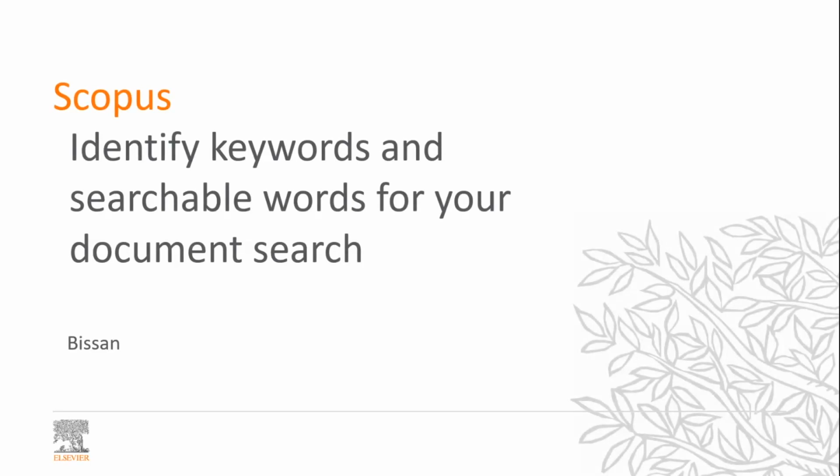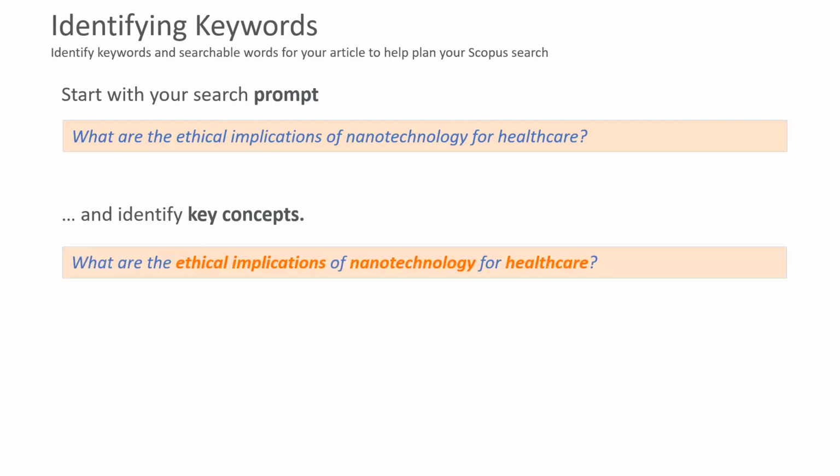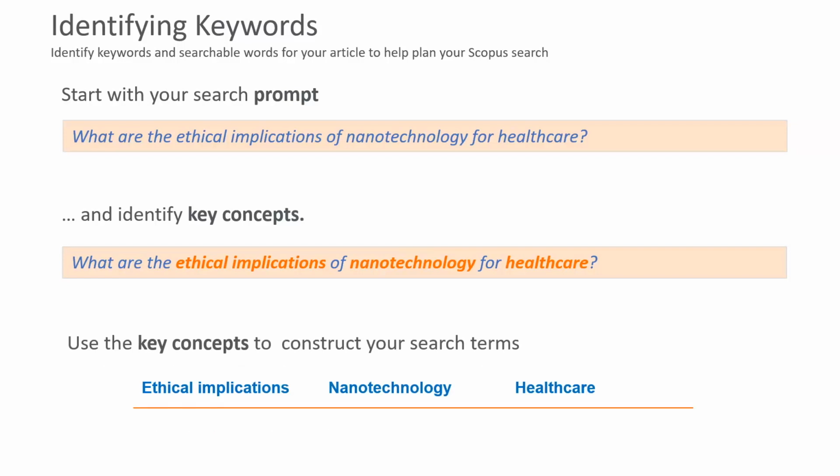On to our first topic, how to identify keywords for document search. Let's start really simple and begin with a prompt or a search topic. For our purposes today, our prompt will be, what are the ethical implications of nanotechnology for healthcare? Now, your next step is to identify key concepts in your prompt. Then use these key concepts to construct your search terms and eventually your query. As you can see here, we have three key concepts: ethical implications, nanotechnology, and healthcare.